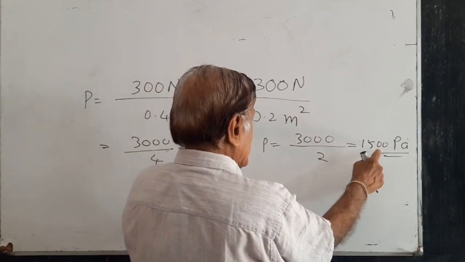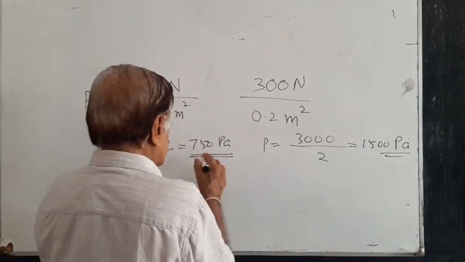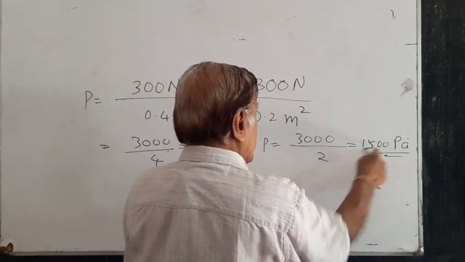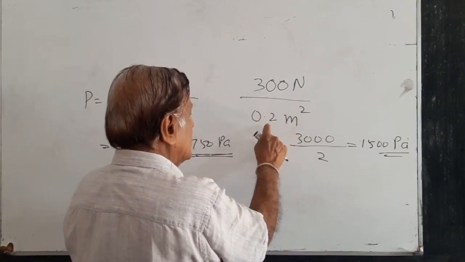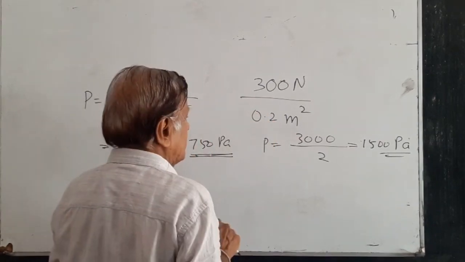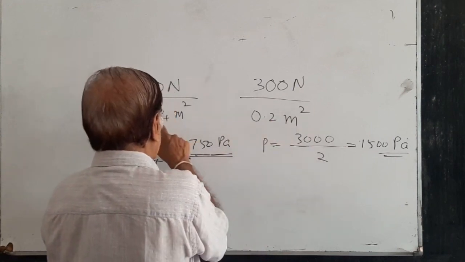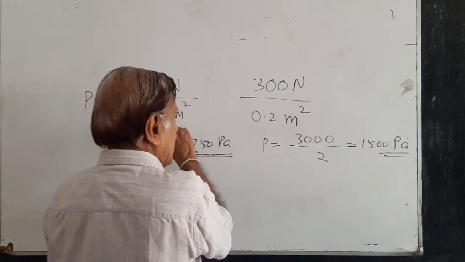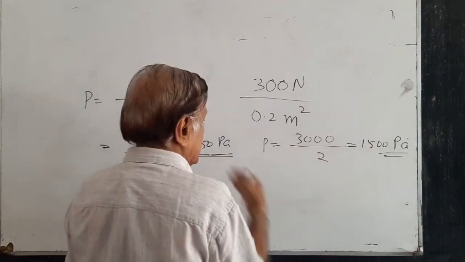So therefore pressure is twice this. Here it is 750, here it is 1500. Actually twice this, because the area is small here. The area is half of this. Here the area is 0.2 square meter, here the area is 0.4. Half of this area is 0.2. Therefore, pressure is twice this.